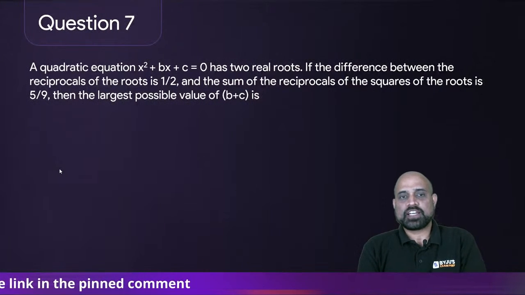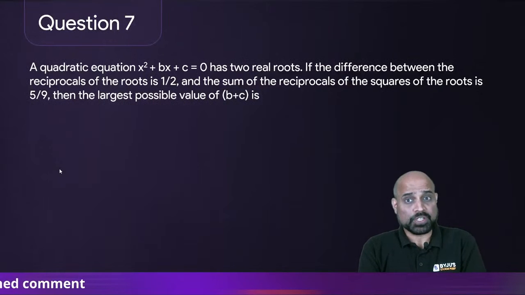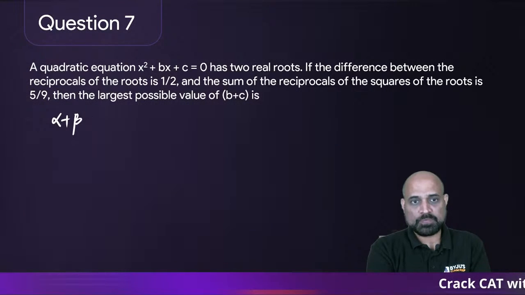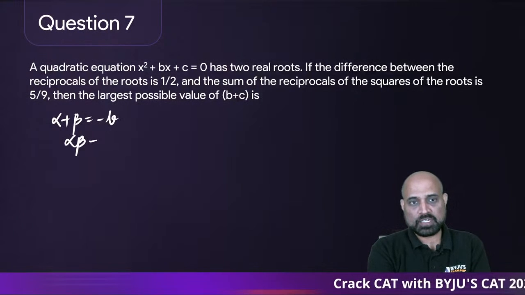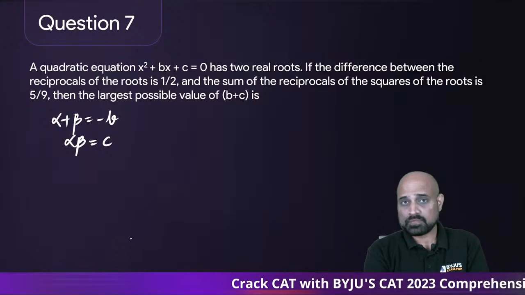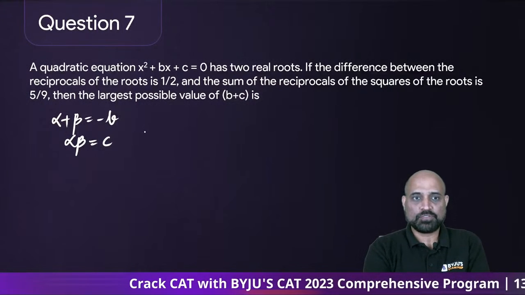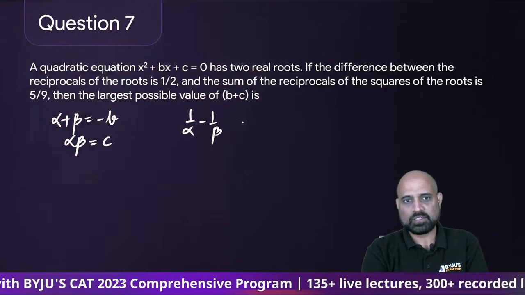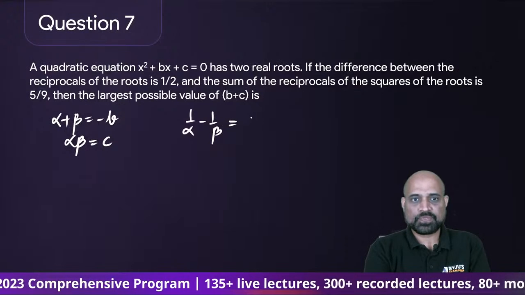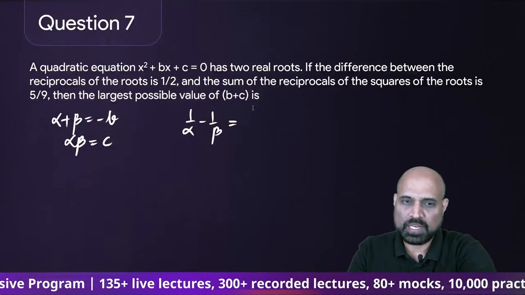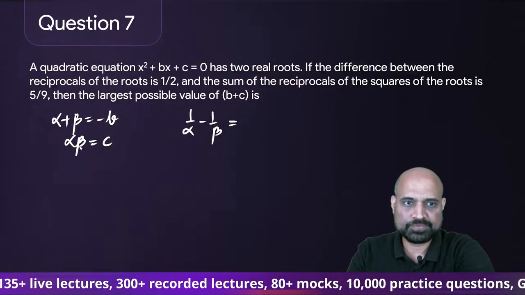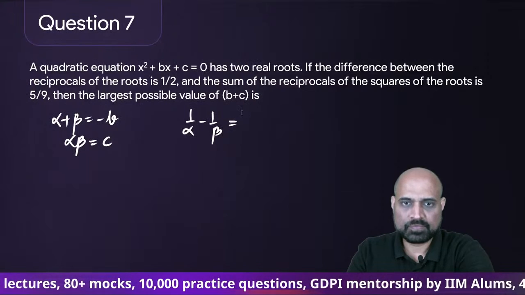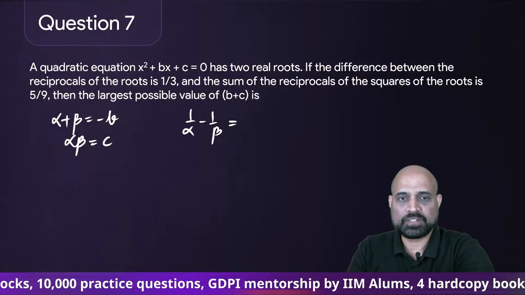The quadratic equation x square plus bx plus c is equal to 0 has two real roots if the difference between the reciprocals of the roots. So alpha plus beta is going to be minus b and alpha beta is going to be c. Right? और हमें बोला गया है difference between the reciprocals of the roots. So 1 by alpha minus 1 by beta, assuming alpha is greater. This is given as, I don't think it's 1 by 2. Actual question में 1 by 3 था, है ना? It was 1 by 3.